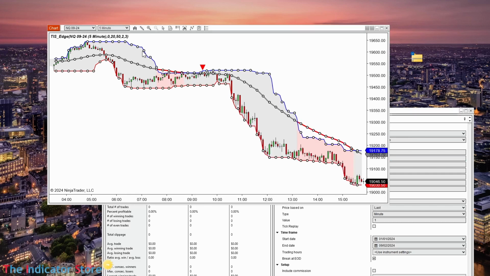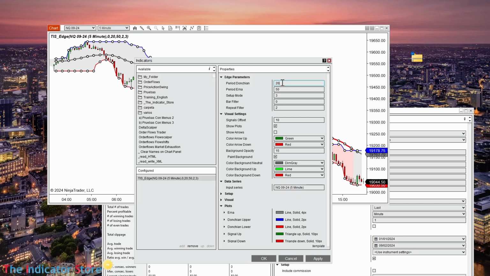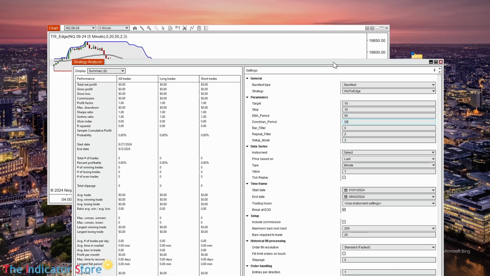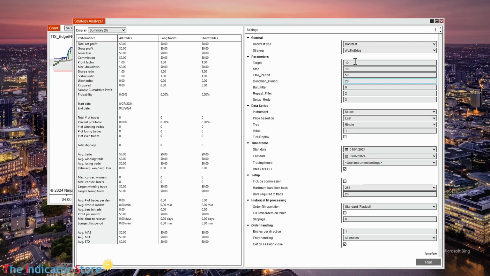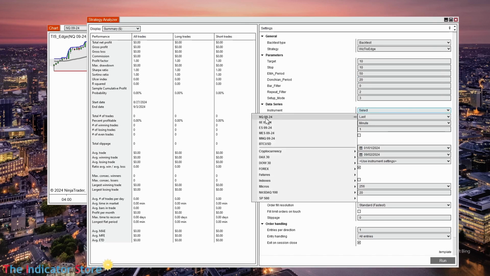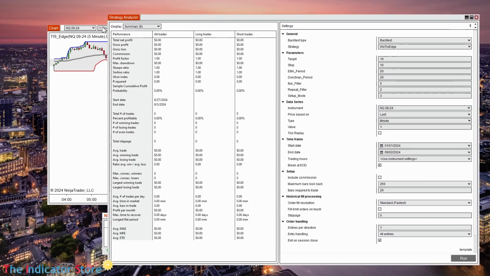You can look, for example, this indicator has 50 and 20. 50 for the period, 20 for the Donchian. And then the setup number 3 with the filter number 2. Okay, the same here, 3 and 2. So we only need to change the Donchian period. And this target is too small for Nasdaq on 5 minutes. Yes, 5 minutes.